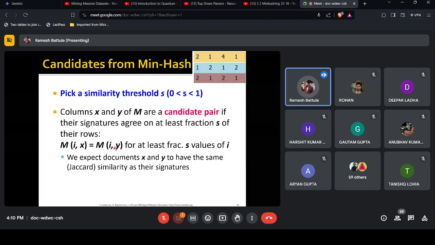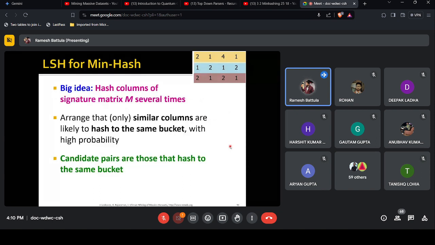So this needs to happen for at least a fraction of s values of i. That's why documents x and y have the same similarity as their signatures. We will see that. The big idea is to hash the columns of the signature matrix M several times, and arrange that similar columns end up in the same bucket with high probability.